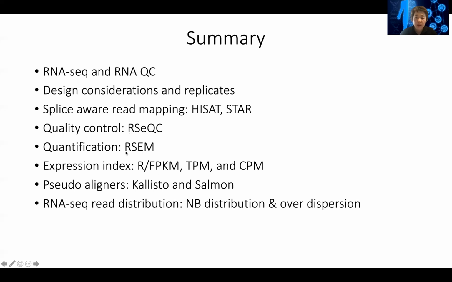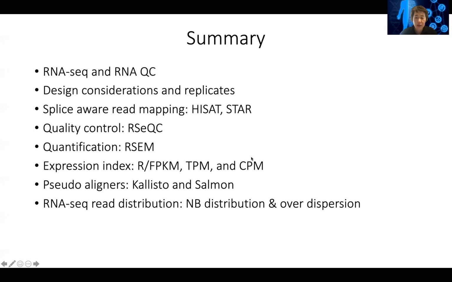In order to quantify the transcripts, we can use the more accurate but slower algorithm RSEM, or we could use pseudo-aligners, which give you a rough idea, such as Kallisto and Salmon, which improve the speed but decrease the accuracy. In terms of expression index modeling, in the early days, people used RPKM or FPKM. But now the standard is to use TPM to represent gene expression.